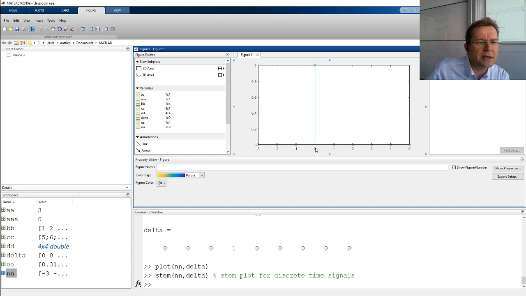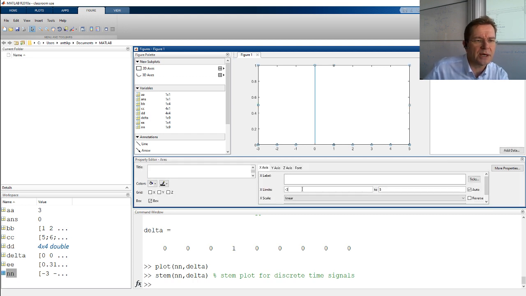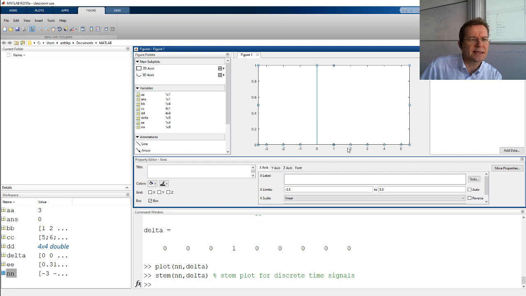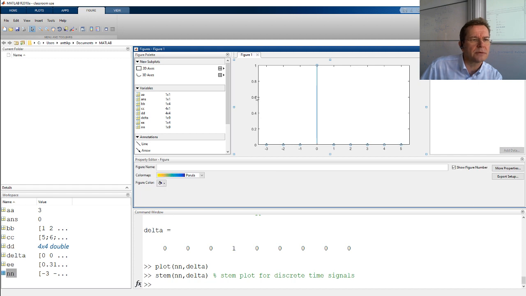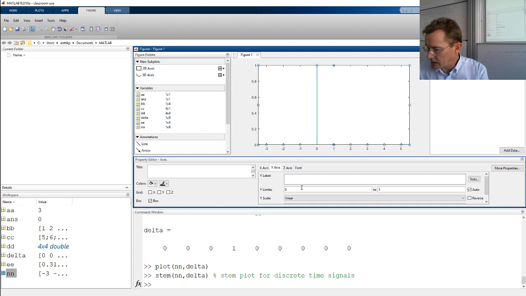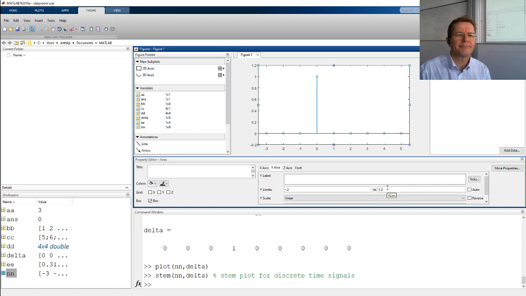All right. There I can actually do some editing from -3.5 to 5.5, for example. Okay, now this x-axis is such that those points are not on the corner anymore, and then I click on the y-axis. Y-axis limit -0.2 to 1.2. Better.